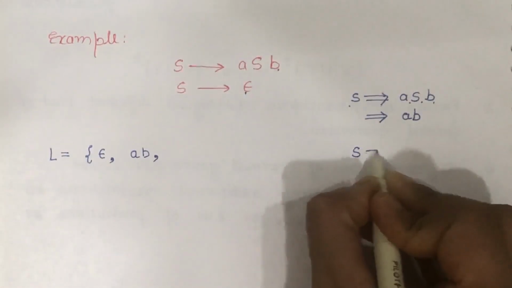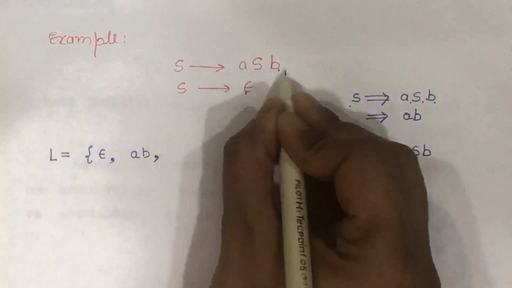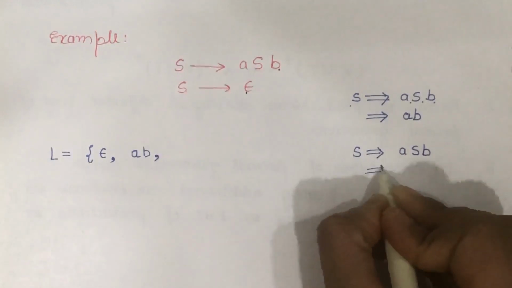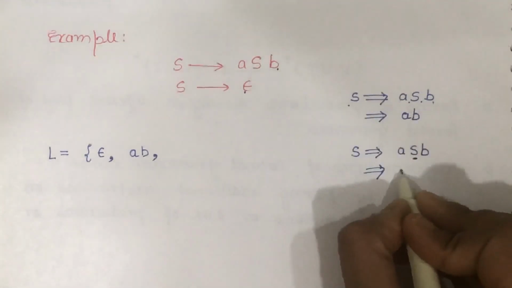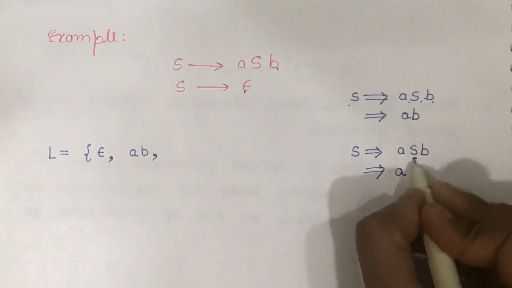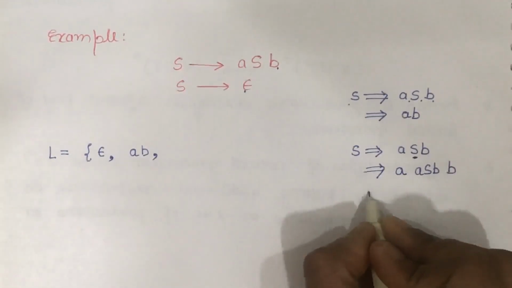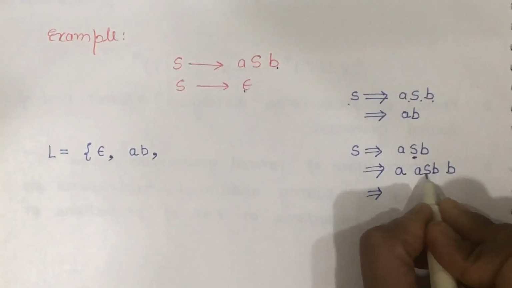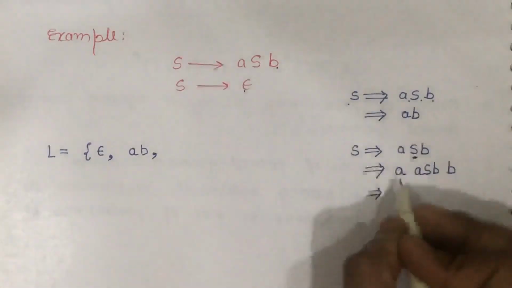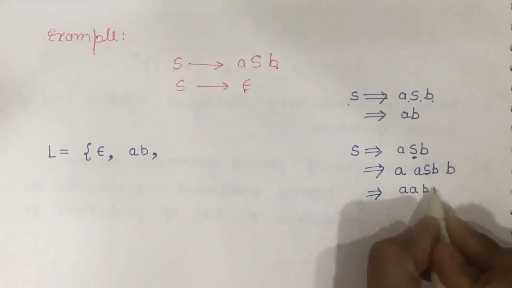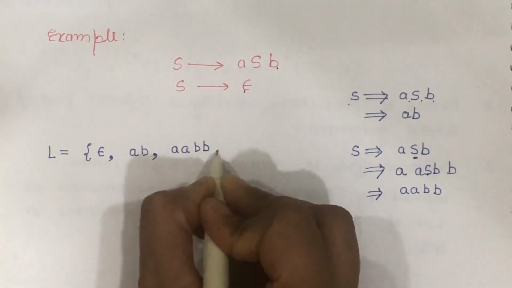Now, further we can obtain S derives ASB using the production S to ASB. Now, we can substitute this S again with its first alternate. So after doing the substitution, in place of S, suppose we write ASB and then B. Now in the next step, we'll substitute this S using S to the empty string. So here we will get AABB. So the next possible string in the language can be AABB.